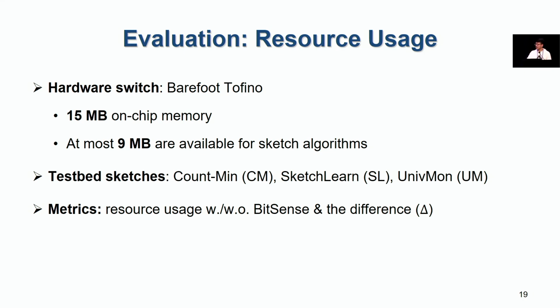Our results show that BitSense achieves low overhead and high accuracy. First, we show the resource usage measured on a Tofino switch, where only 9 megabytes of RAM are available for sketch algorithms. We use 3 testbed sketches, namely CountMe, SketchLearn, and Unimon. We compare the resource usage with and without BitSense and the difference for each sketch.